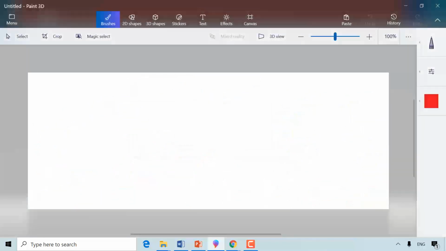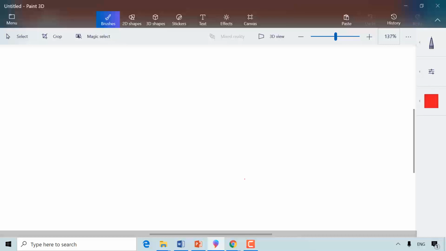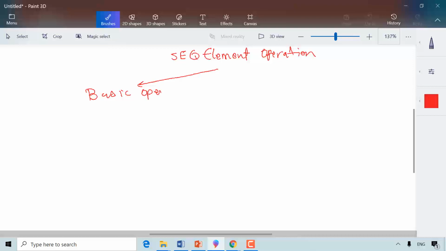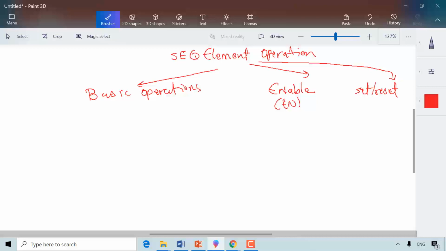Now, in terms of sequential element operations, we're going to look at basic operations, enable operation using the enable line, and set and reset operation using the set and reset lines. So what are the basic operations?